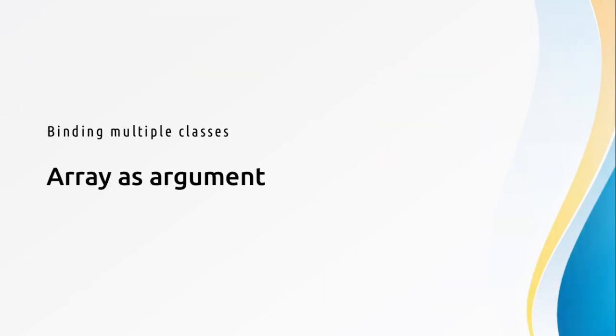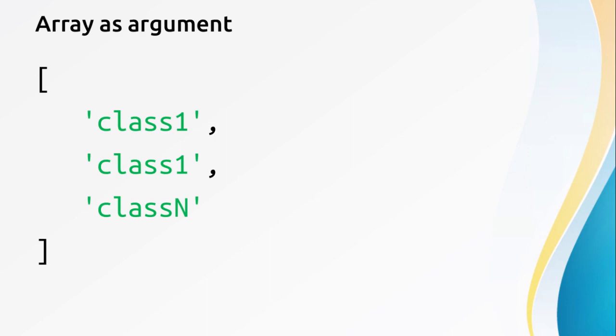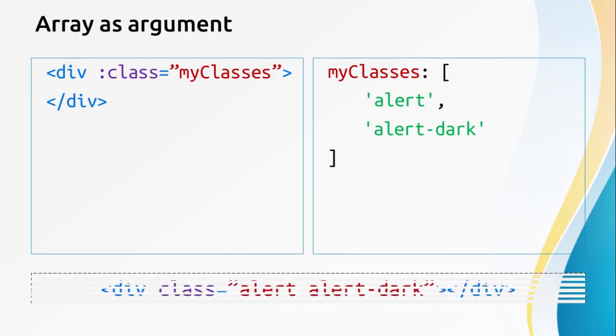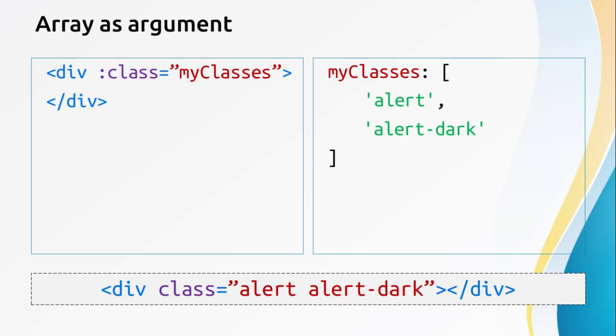Next, let's see how to pass in an array as an argument. So in array, we can define one or more classes. The difference against object is that all classes that are defined will be applied to the element. The following example is almost the same as before. The difference is myClasses now contains an array. As you can see here, we just define the class name as array element separated by comma. So, as myClasses that are defined are alert and alert-dark, then when the page is rendered, the div element will look like this: div class alert alert-dark.